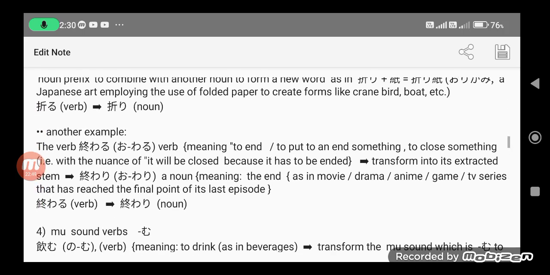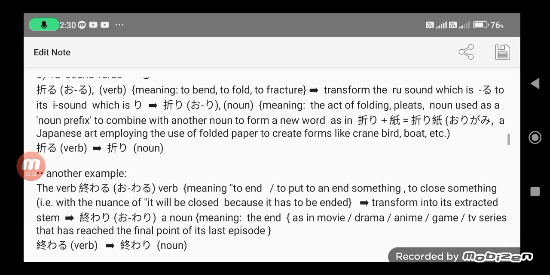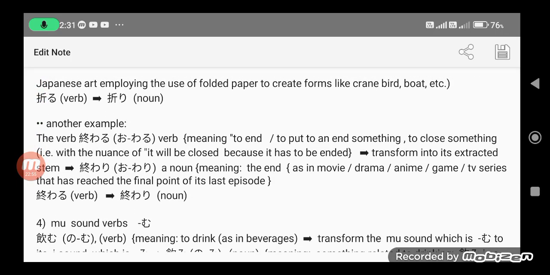So another example for the ru sound verbs. Another example, owaru. This is a verb meaning to end or to put an end to something or to close something, and it has a nuance of it will be closed because it has to be ended. Now let us transform the owaru into its extracted form. So again, drop the ru and replace it with its I sound. So what's the I sound of ru? Ri. So the owaru becomes owari.